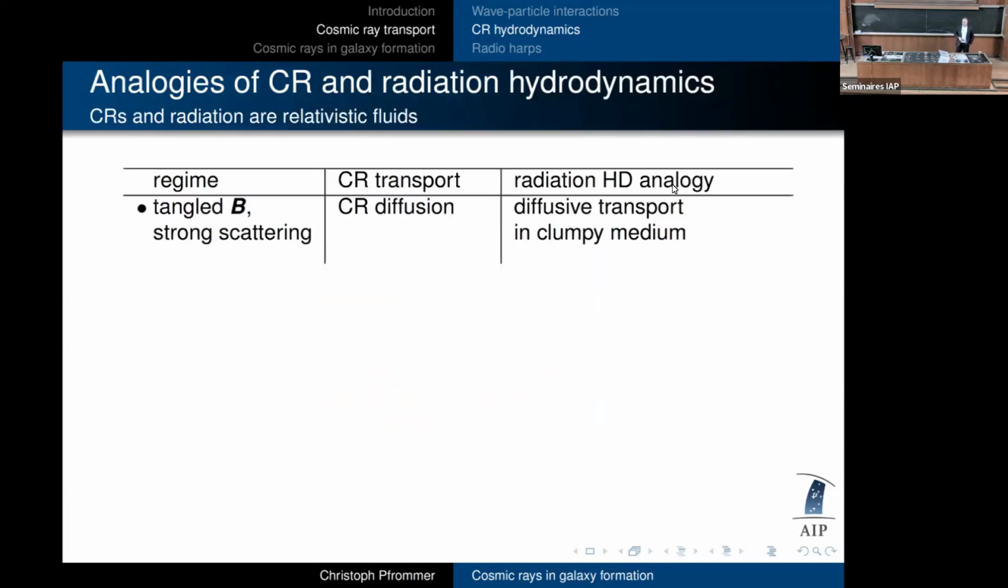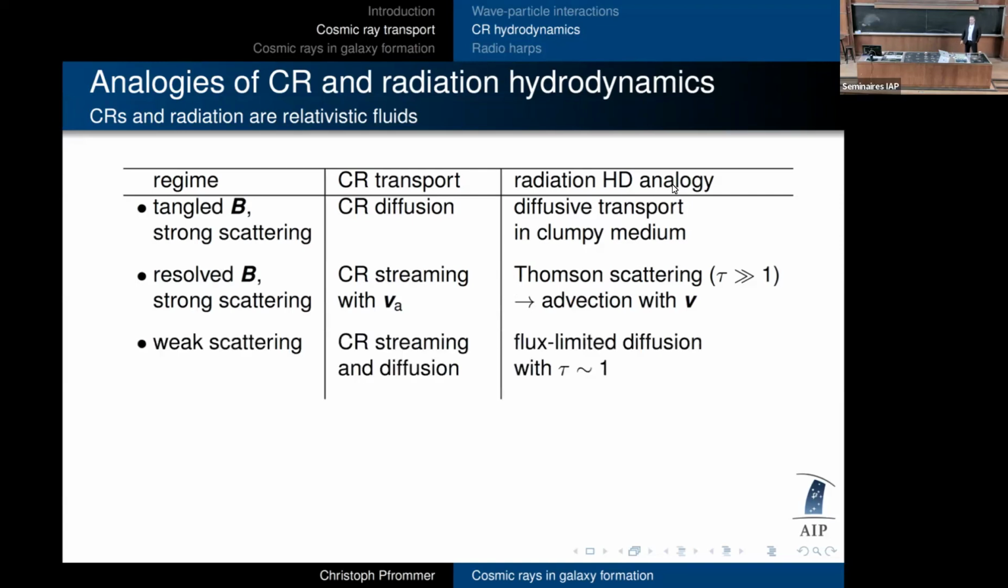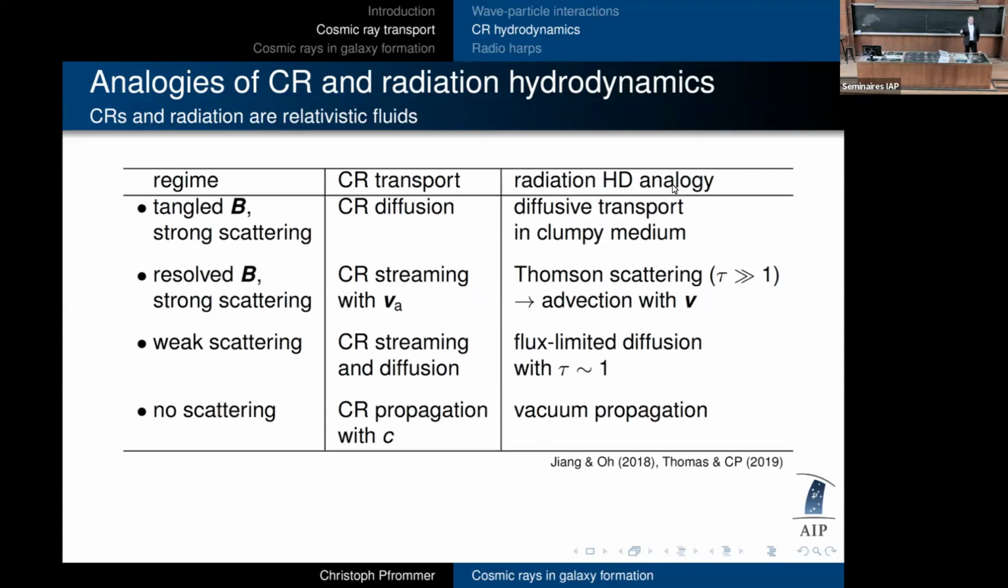Now, some of you probably know radiation hydrodynamics. This theory has been developed in the 80s and the 90s. And there's a great analogy of cosmic ray and radiation hydrodynamics. If you have tangled magnetic fields, you have strong scattering, and that means you have a diffusive transport. And that corresponds to diffusive transport in a clumpy medium for radiation hydrodynamics. If you have a resolved magnetic field and strong scattering, you stream with the Alfvén speed, and that corresponds to Thomson scattering and advection of radiation with the flow. If you have weak scattering, you have streaming and diffusion. This is flux-limited diffusion with an optical depth of order unity. If there's no scattering, cosmic rays move at the speed of light, very close to the speed of light, and so does light.